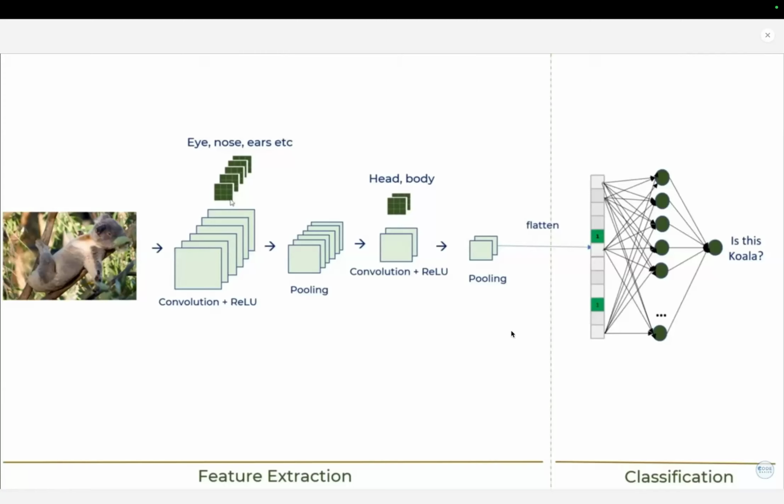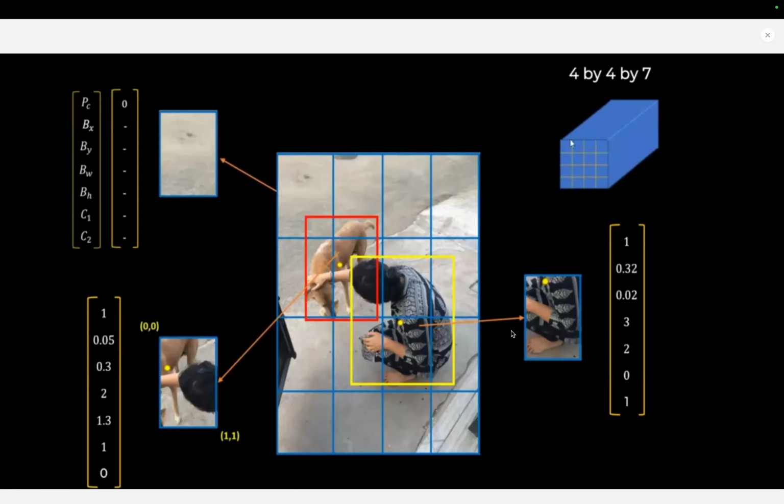This is the basic architecture of CNN. Here we use a convolutional layer, ReLU, pooling, and a convolutional layer again to extract the filters. We repeat this process multiple times, then flatten the result and send it to an ANN, the artificial neural network. YOLO is a bit different from CNN.